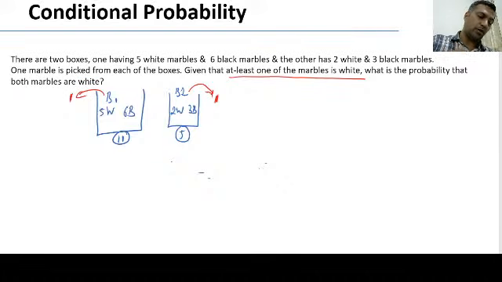Now you are asking me what is the probability that both of them are white. So that's what you are questioning me. Fine. So what can happen here? What can happen is something like this. Now listen to me carefully here.